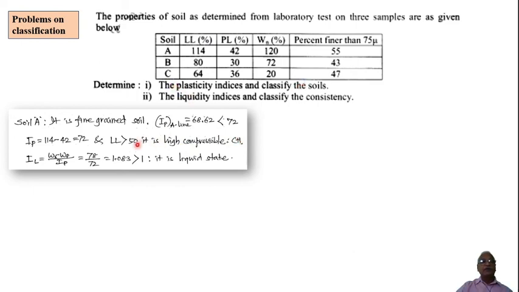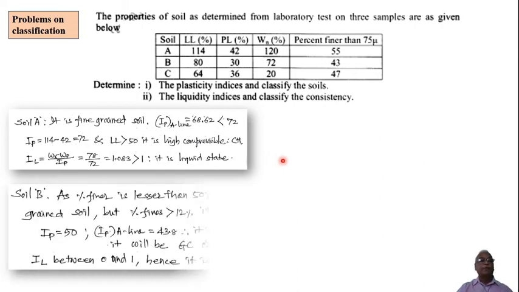So the classification is done: clay with high compressibility. But the liquidity index, if we calculate, is natural water content minus WP divided by IP. It comes out to be 78 divided by 72, greater than one, positive. So it is in liquid state. The soil consistency in natural state is liquid state.